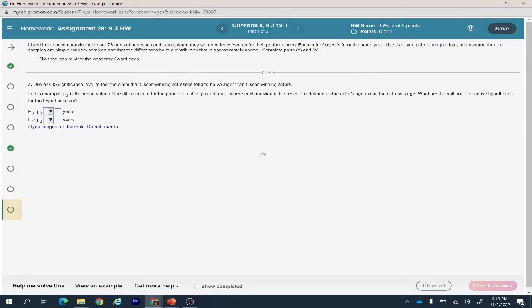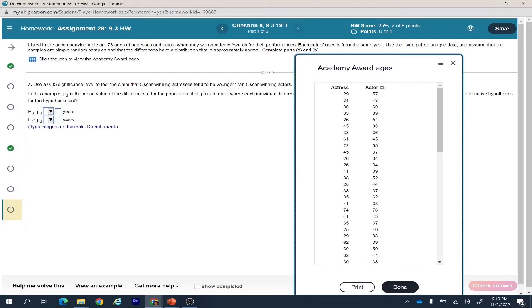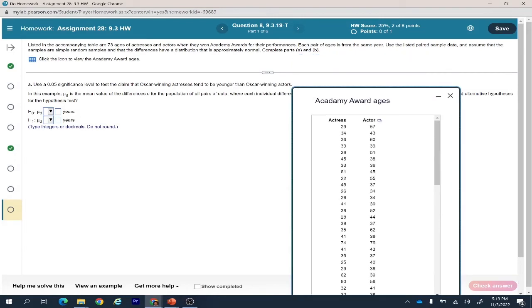Okay. So the only difference between this section and the last section of the previous chapter is that here you need to create the data first by finding the difference between two data sets. Here we are given data on the ages of actresses and actors who won the Academy Awards. Listed in the accompanying table, there are 73 ages of the actresses and actors when they won Academy Awards for their performance.